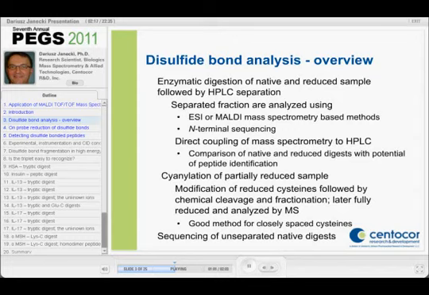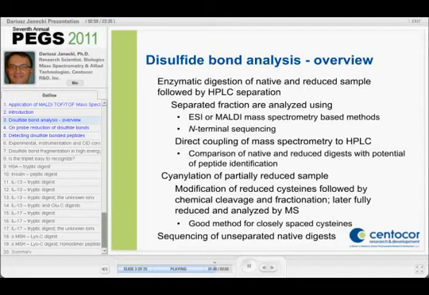Then there's cyanylation of the partially reduced sample. It's a method that is really good for closely spaced cysteines, and so far I haven't seen anything else that will really work for closely spaced cysteines. It's very time and labor consuming, but sometimes you just don't have any other choice. So you have to modify the reduced cysteines in a partially reduced sample, followed by chemical cleavage at high pH, fractionation of that sample, and then analyzing each of the fractions that you obtain by mass spectrometry.